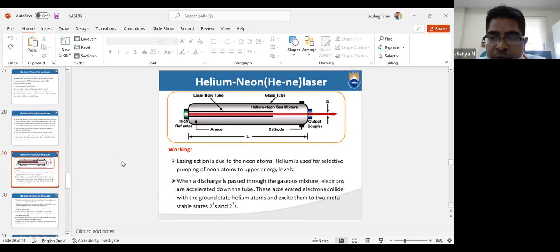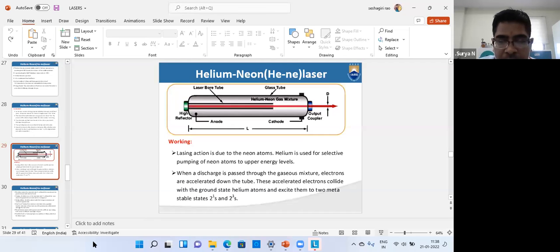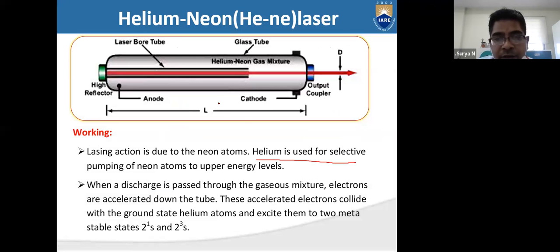Lasing action is due to the neon atoms. Helium is used for selective pumping of neon atoms to upper energy levels. Remember carefully, here helium atoms are used to pump the neon atoms. The ratio of helium to neon is taken as 10:1. So lasing action is due to the neon atoms, and helium is used for selective pumping of neon atoms to upper energy levels.